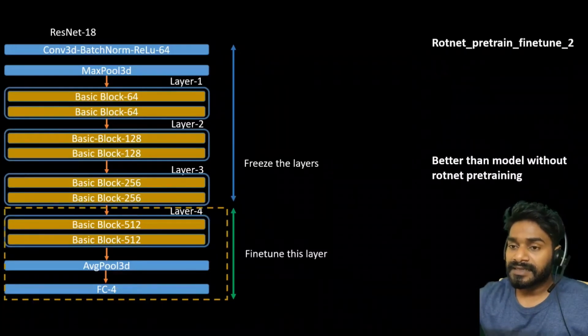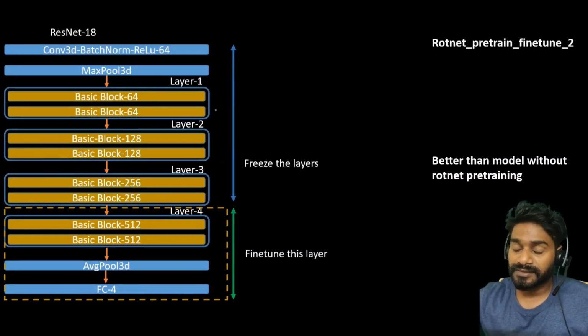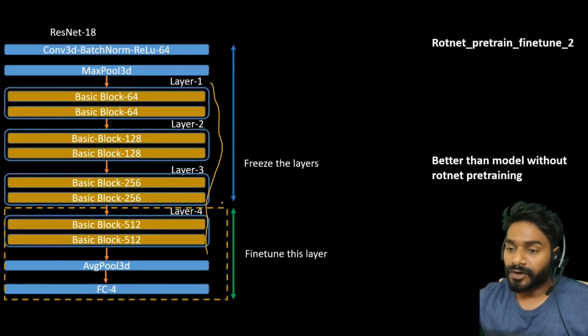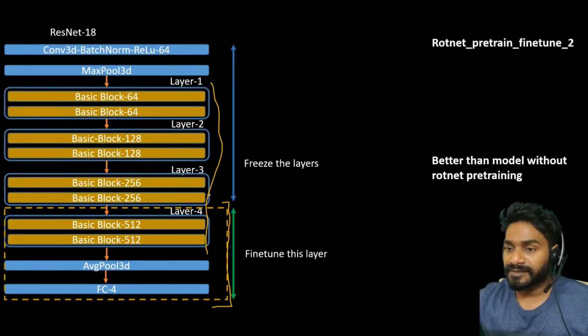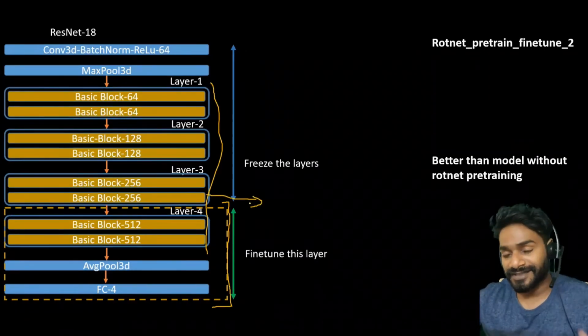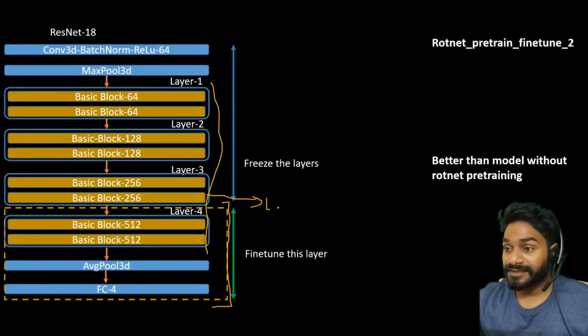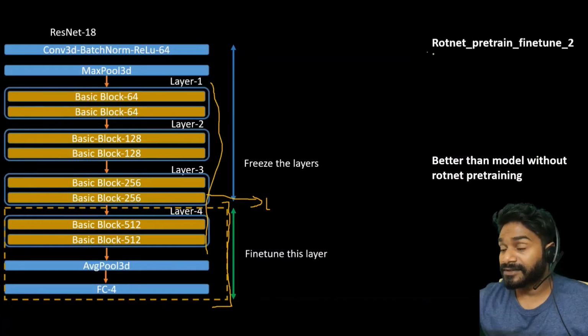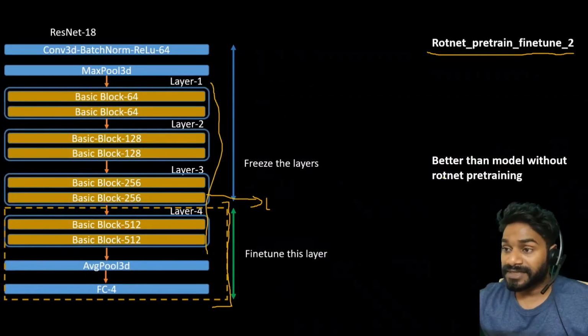The next is that instead of using the last layer 4 as a feature extractor, you move further up and fine-tune even the conv layers, the last layer and the conv layers, and use the feature extractor after layer 3. In this, I saw that this was better than the model without RotNet pre-training. I named this experiment RotNet pre-train fine-tune 2. It was better than the previous one, but still not better than the model without RotNet pre-training.